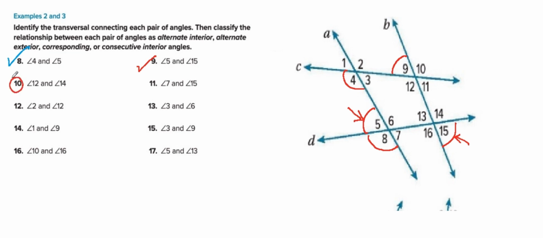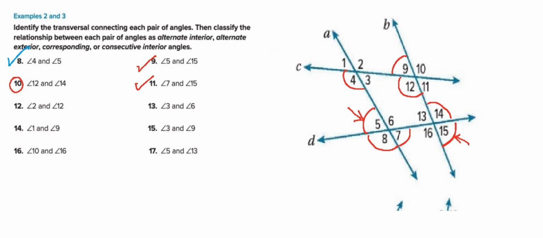Question number 10. 12 and 14. 12 is here and where is 14? 14 is here. These are alternate interior angles. Similarly, 7 and 15. 7 is here and 15 is here, again corresponding. So you just have to go through the concept we have done for parallel lines.